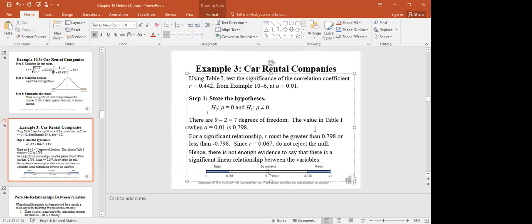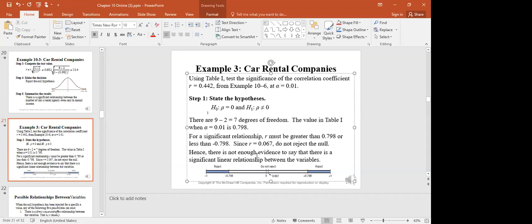With alpha equal to 0.01 and degree of freedom of 7, you have 0.798 as the critical value. This table is good when alpha is equal to 0.05 or 0.01. You choose the test value to be r. You don't use the formula r times the square root of n minus 2 over 1 minus r squared. In this type of situation, the test value is r, and then you compare it to these critical values that you read from the table.